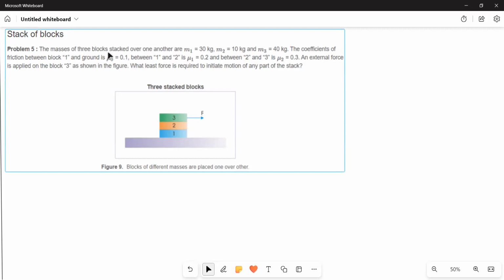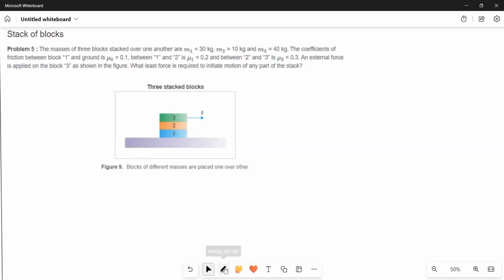The masses of 3 blocks stacked over one another are M1 = 30 kg, M2 = 10 kilograms, M3 = 40 kilograms. The coefficient of friction between block 1 and ground is 0.1, between 1 and 2 is 0.2, between 2 and 3 is 0.3. An external force is applied on block 3 as shown in the figure. What least force is required to initiate a motion of any part of the stack?